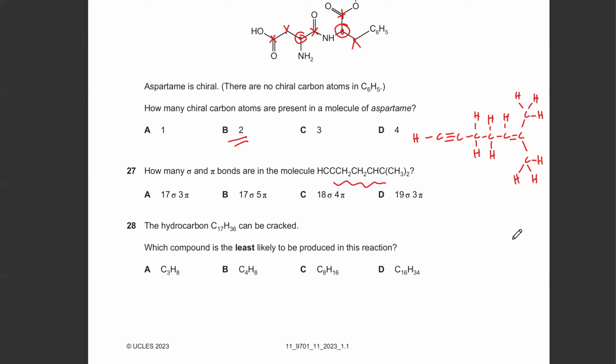Yes. So pi bonds, I guess there are 3 pi bonds. One over here and 2 over here. And the rest you can count the sigma bonds. That's 1, 2, 3, 4, 5, 6, 7, 8, 9, 10, 11, 12, 13, 14, 15, 16, 17, 18, 19. So it's going to be D. Is that clear?